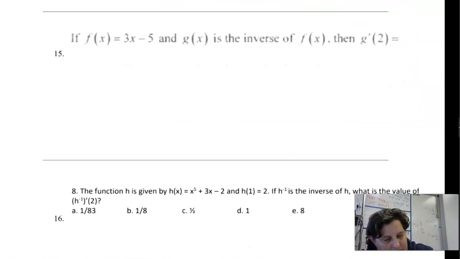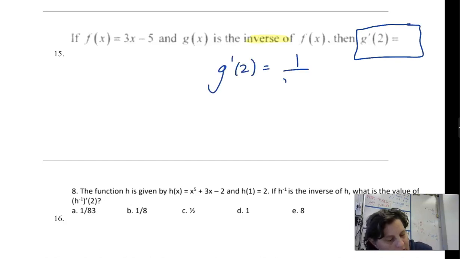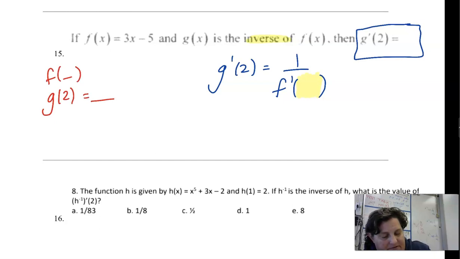Here's another inverse question. G is the inverse of f. Here we go. G prime of 2 is 1 over f prime of something, and I don't know what that number is. This one did not give me a hint. That's okay. So I'm going to say, well, g of 2 equals something, which means f of something equals 2. So we start with g of 2 equals something, which means f of something equals 2.